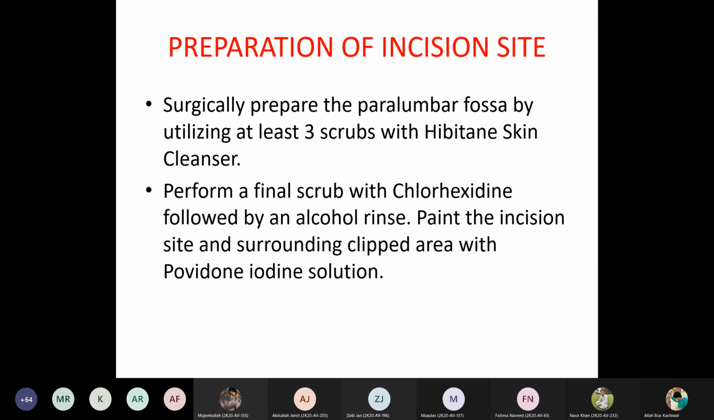For the preparation of the incision site, surgically prepare the paralumbar fossa by utilizing at least 3 scrubs with a Hibitane skin cleanser, then perform a final scrub with chlorhexidine, followed by an alcohol rinse. Paint the incision site and surrounding clipped area with iodine solution.